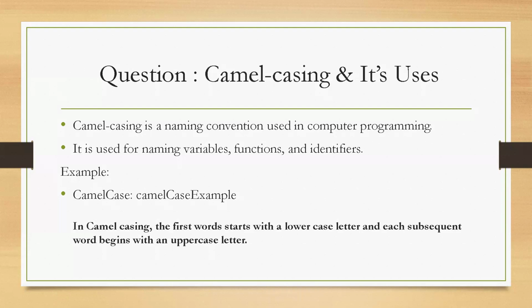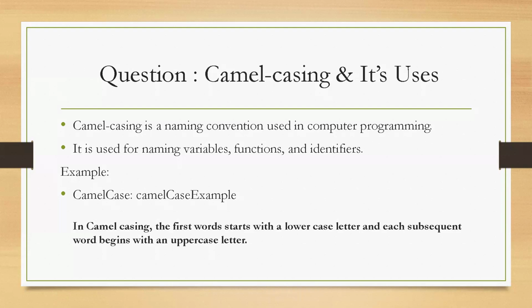So to prevent that naming convention issue in programming languages, camel casing will be used. Mostly it will be used while implementing the code, when they give names for the variables, class names, or any methods. Okay, and identifiers are there. So for that, camel casing will be used.